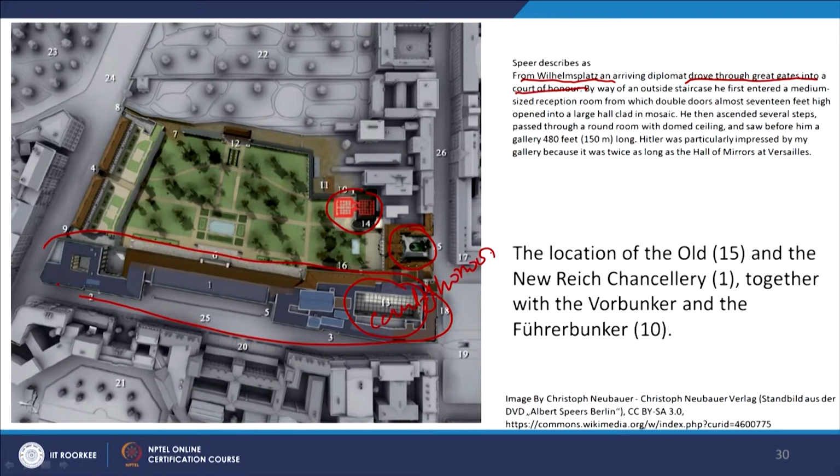By way of an outside staircase, he first entered a medium-sized reception room from which double doors, almost 17 feet high, opened into a large hall clad in mosaic. He then ascended several steps, passed through a round room with a domed ceiling, and saw before him a gallery 480 feet long. And Hitler was particularly impressed by my gallery because it was twice as long as the Hall of Mirrors at Versailles. So here he's comparing, because Hitler and Speer had both been to Paris.